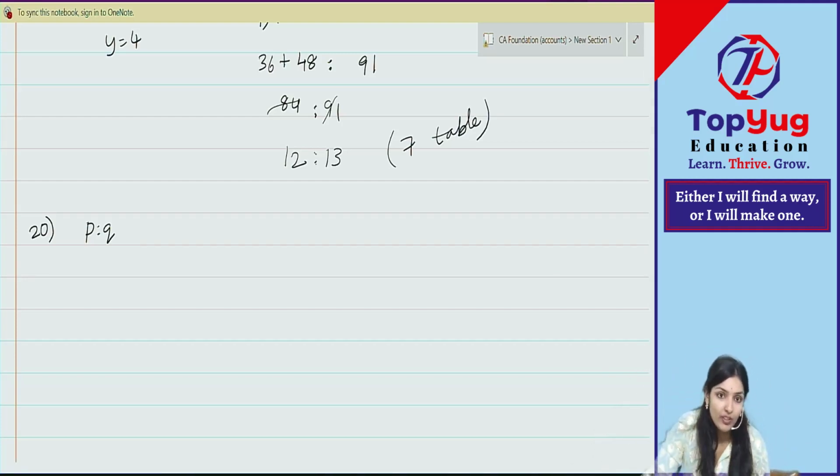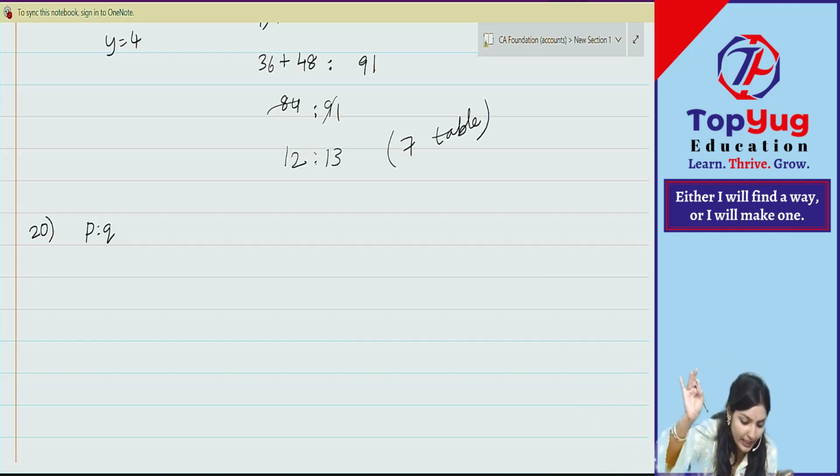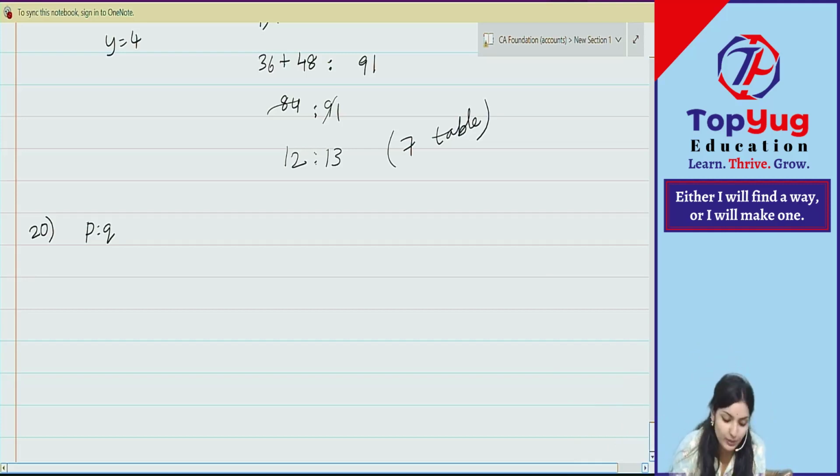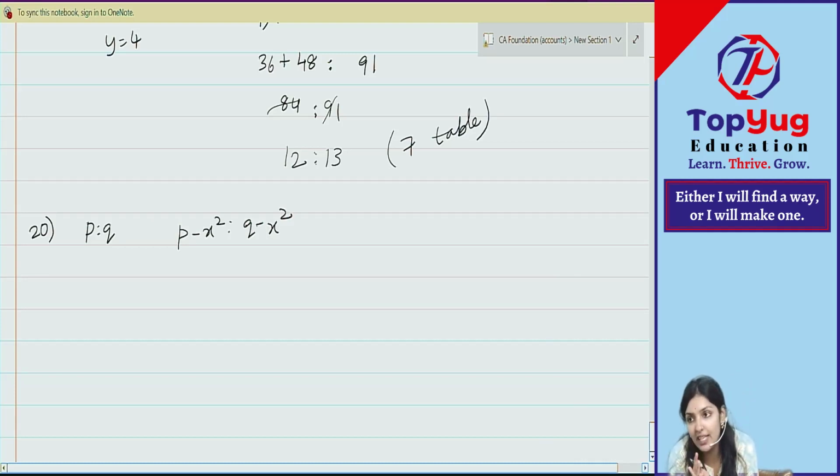Now guys, have a look over here. I want everyone's attention on the board. One of the important ones, 20th one, 21st one are very, very important. P is to Q is the subduplicate ratio of P minus X square is to Q minus X square, right? First one, I will advise you to do the trial and error method.